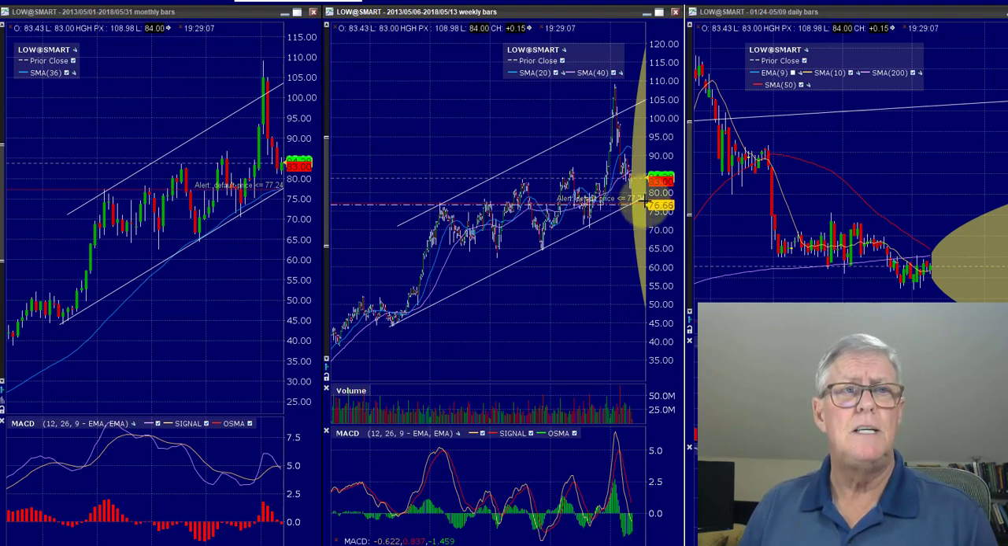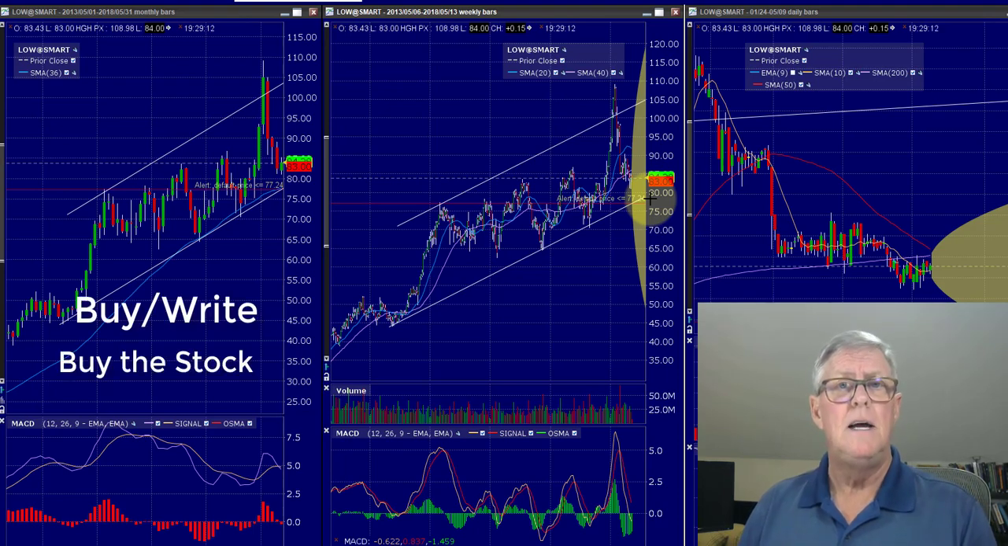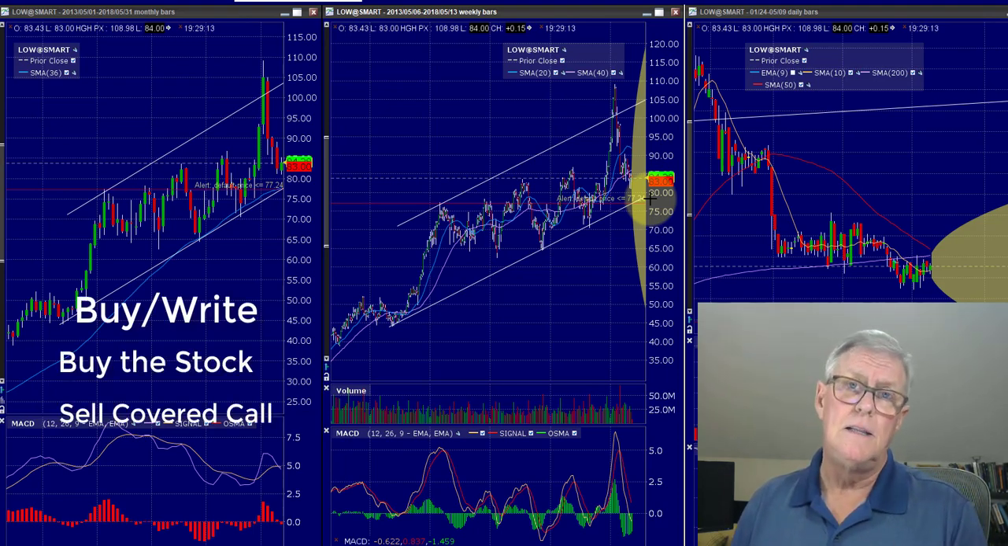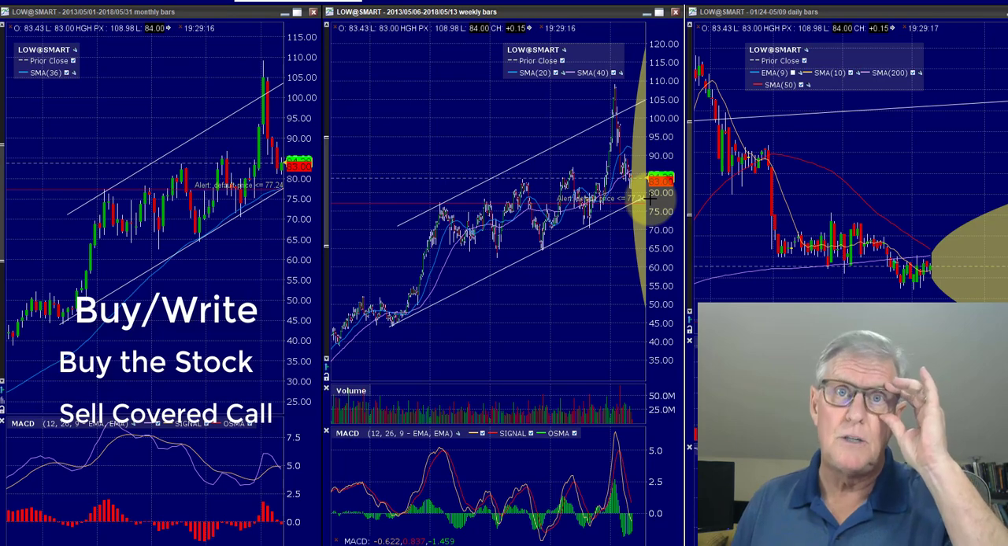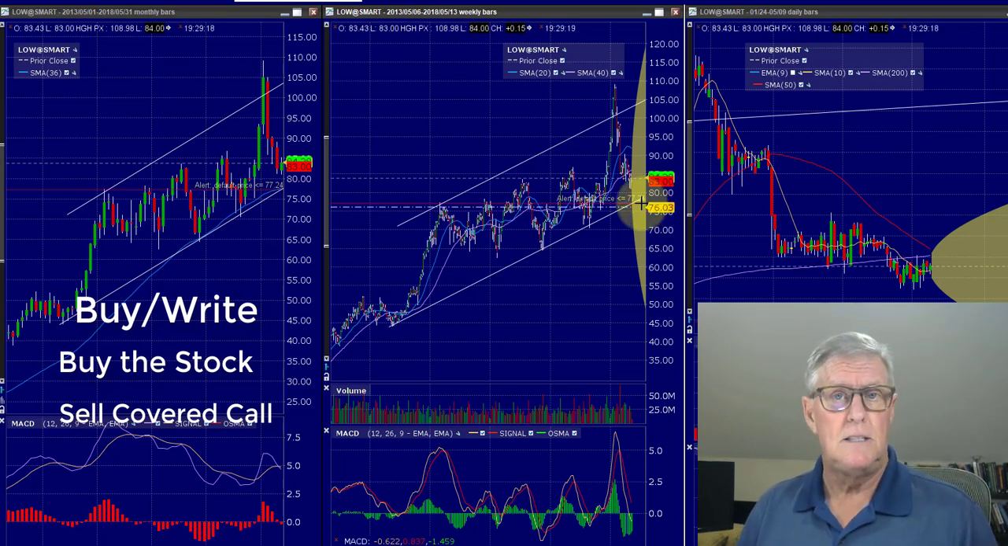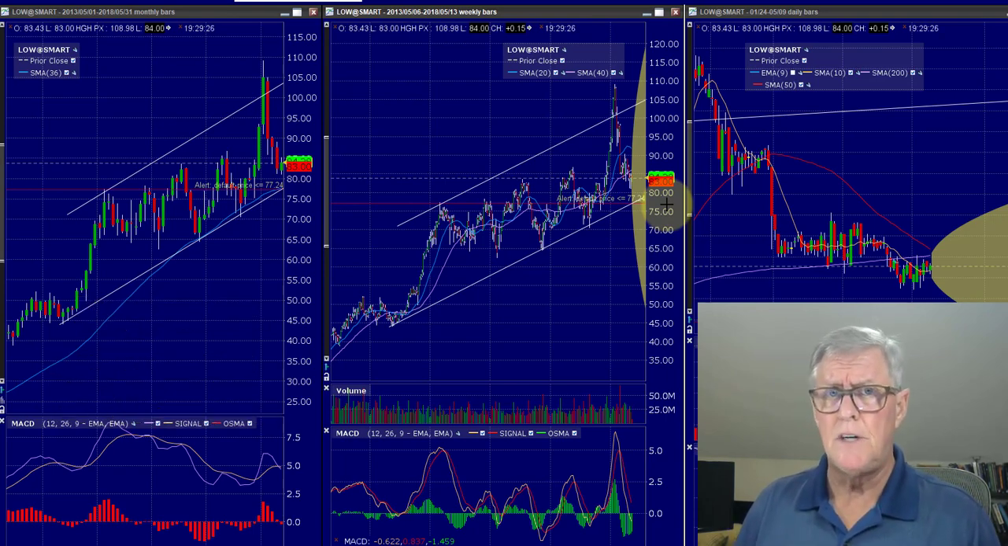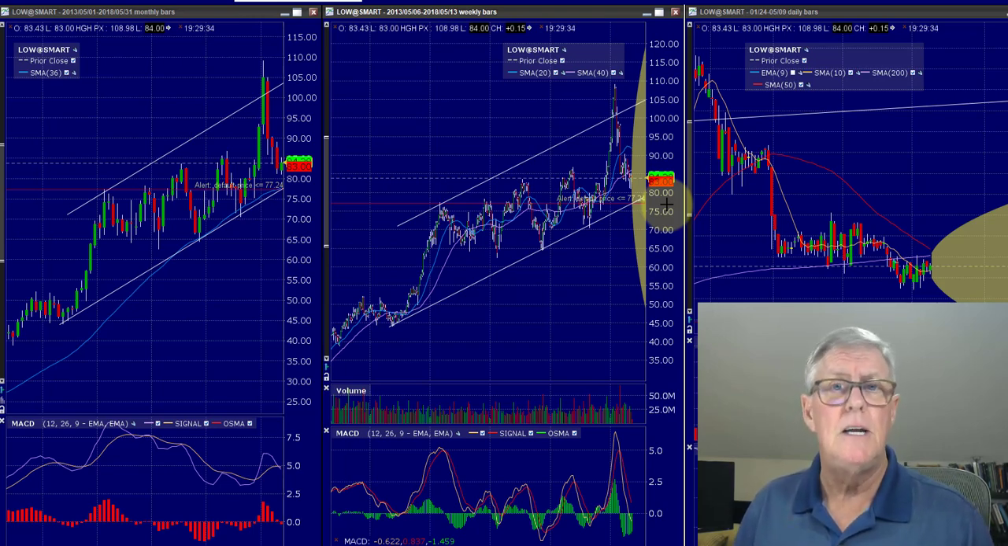Now, an institutional trader did what is called a buy right. A buy right is when you buy the stock and then you sell a covered call that covers the stock that you've purchased. Now, what's interesting about this is that the institutional trader did this on 1 million shares of stock. So they bought 1 million shares of Lowe's stock and then turned around and sold 10,000 covered call contracts. Each contract is for 100 shares, so 10,000 times 100 is 1 million. So what you're looking at here is a very large position.